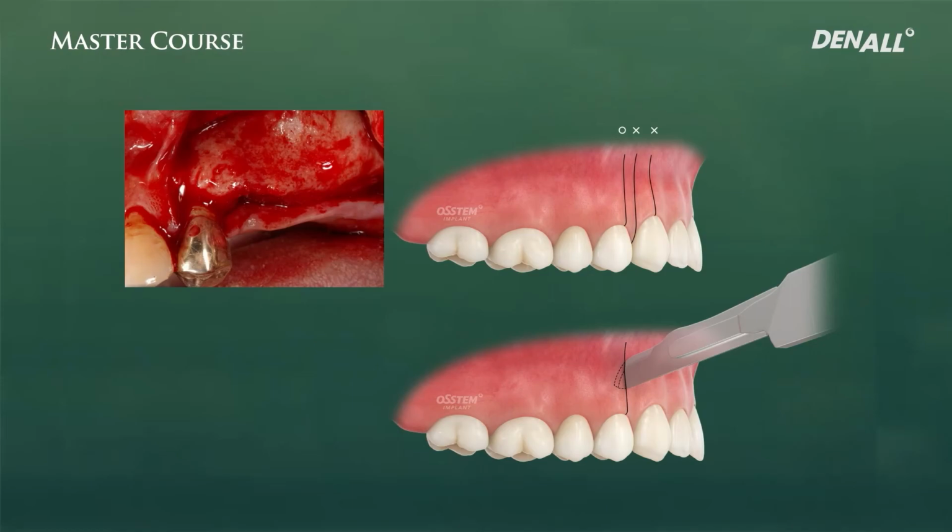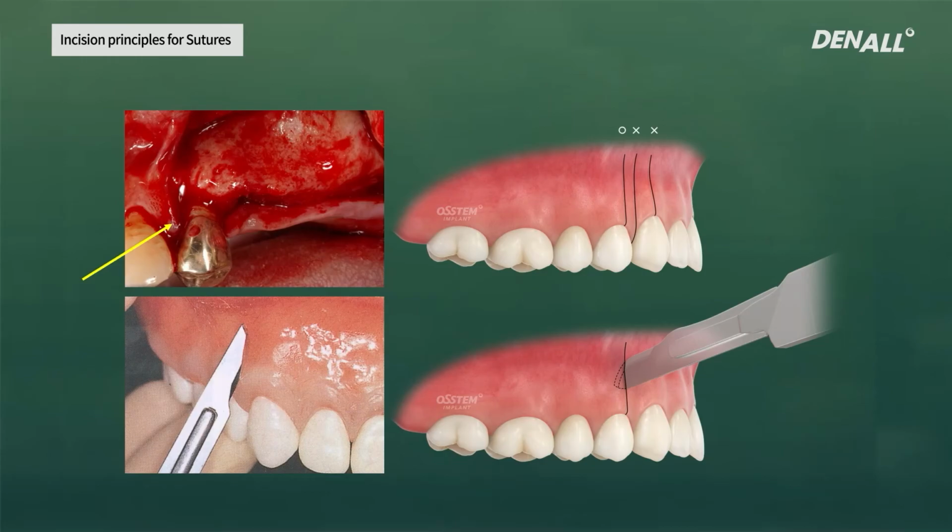So incisions can be made like this. As you can see, interproximal and mid-labial are not allowed. Primarily, it should be made on the line angle. The blade direction should be apical to coronal. That's the principle. However, depending on surgeons, apical to coronal or coronal to apical can be used based on your experience and the design of a flap.